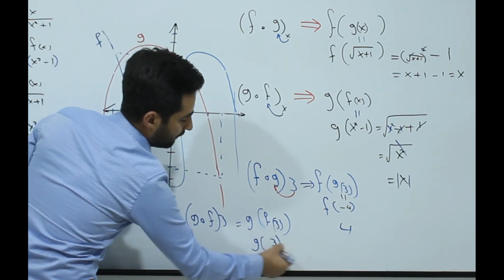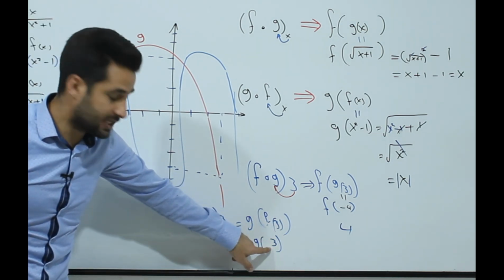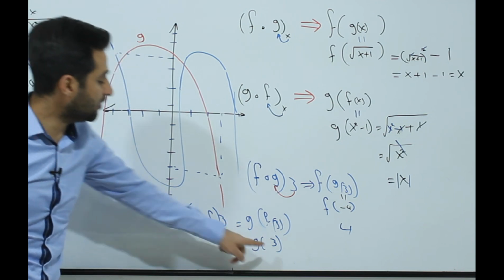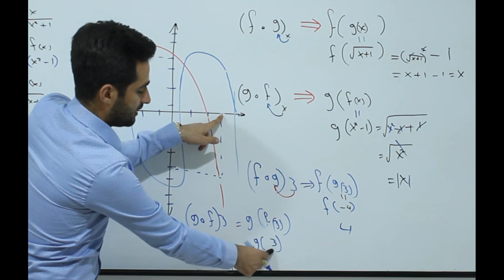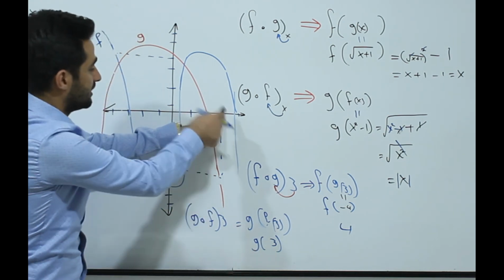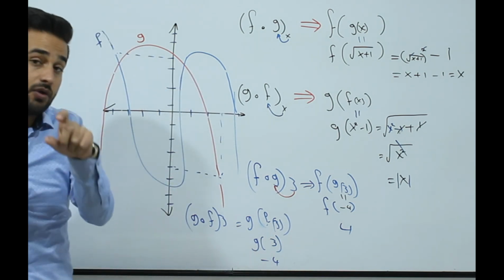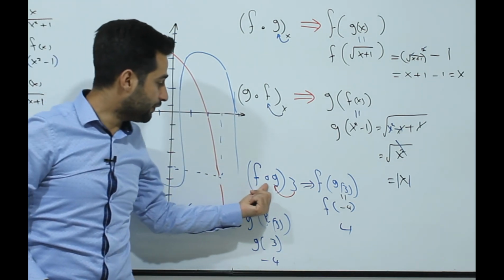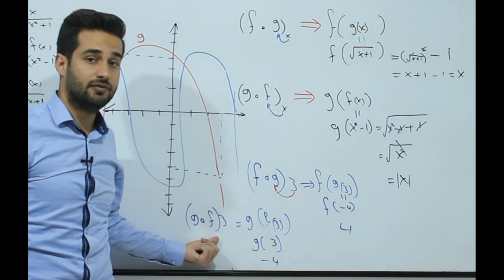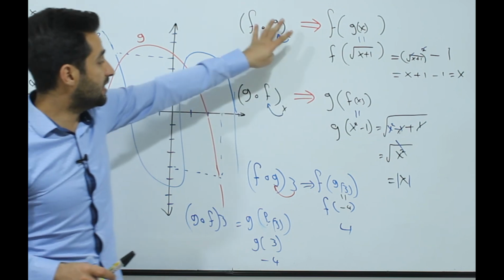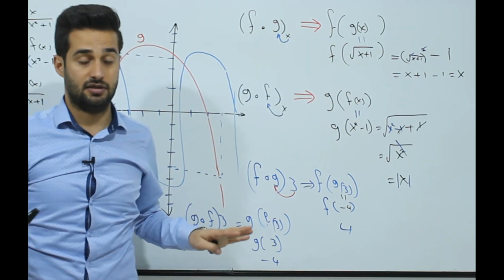So then g of 3. The answer of f of 3 we said is 3. Now g of 3, find 3 on the x-axis, 1, 2, 3, and go to g. G is the red graph, it is minus 4. So the answer is minus 4. So now we proved that f of g is not equal to g of f always. In this function they are kind of equal, but here they are not equal.